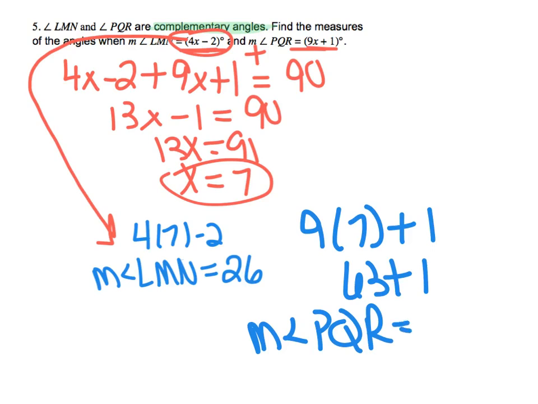PQR equals 64. And if you did these correctly, since they're complementary, they should add up to equal 180, or excuse me, to 90 degrees. And 64 plus 26 equals 90 degrees. So that's good.